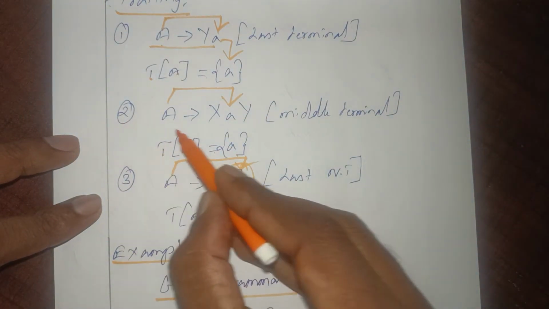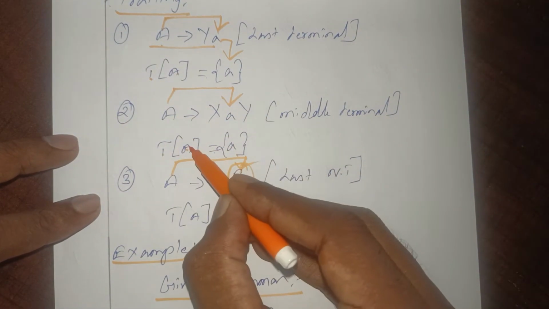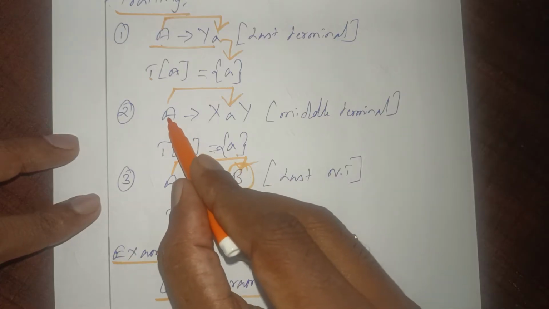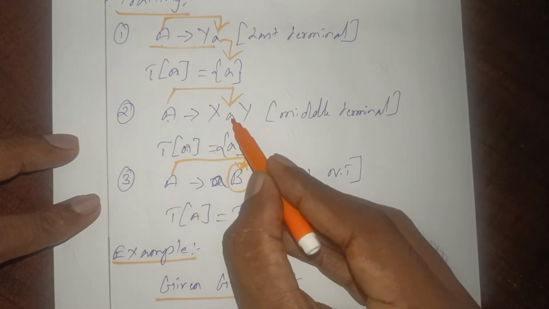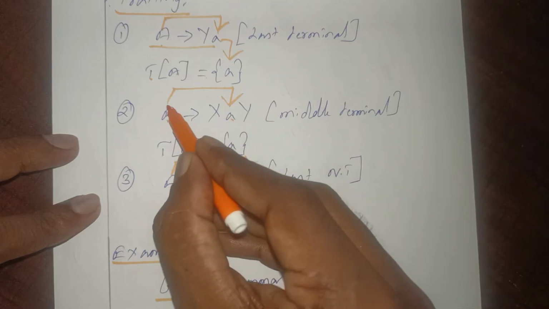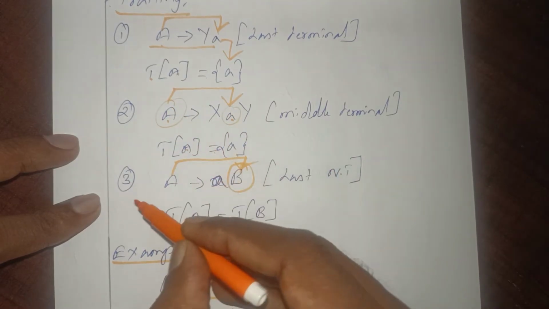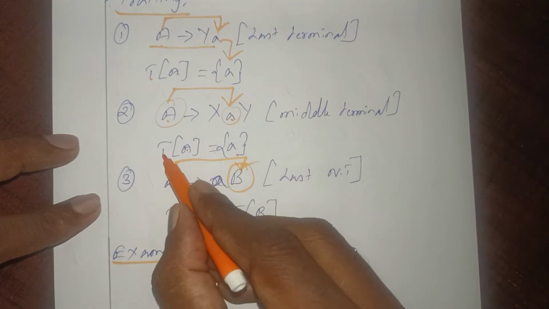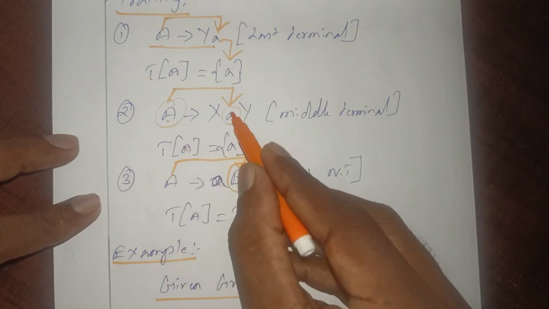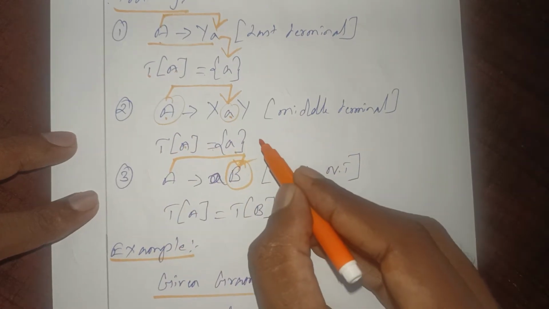Rule number 2 in trailing. This rule is common between trailing and leading, that is, a non-terminal on the left hand side pointing to a center terminal on the right hand side. That is, trailing of capital A is equal to small a. This is rule number 2.